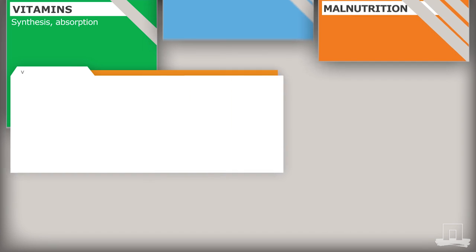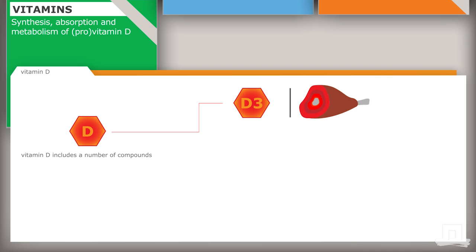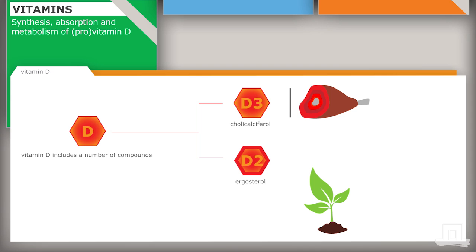synthesis, absorption, and metabolism of provitamin D. The vitamin D family includes a number of compounds, all of which have vitamin activity. The most important compound found in animal sources is vitamin D3, often called cholecalciferol. Plants contain small amounts of the provitamin ergosterol. Ergosterol can be converted into vitamin D2, which differs only slightly from vitamin D3 and has the same vitamin activity.